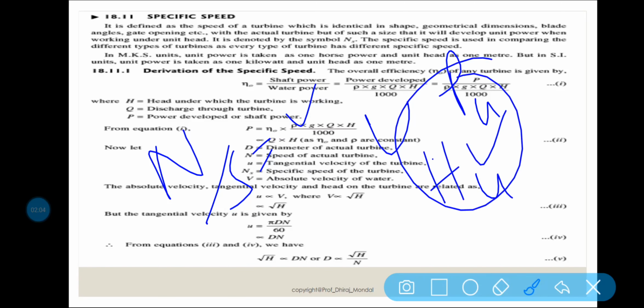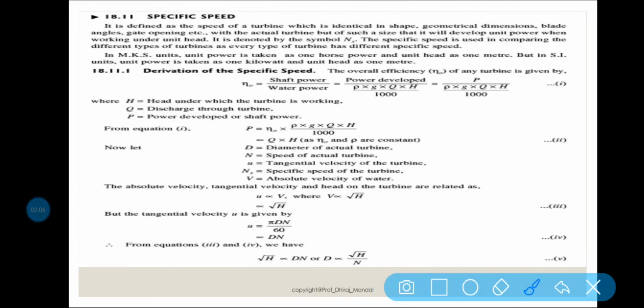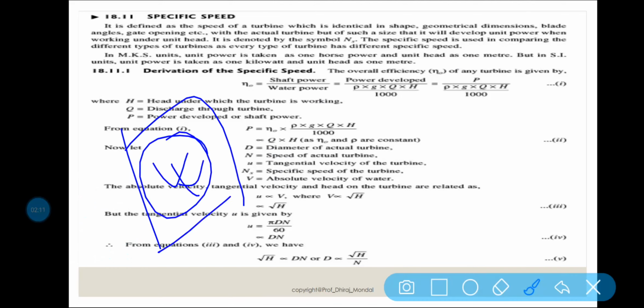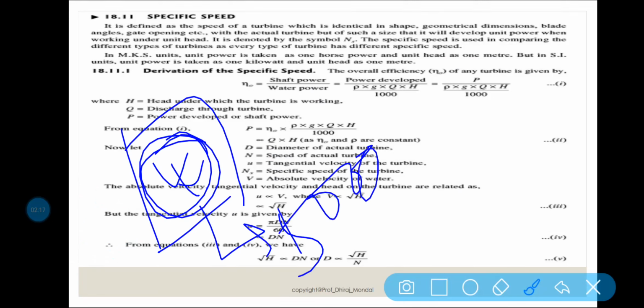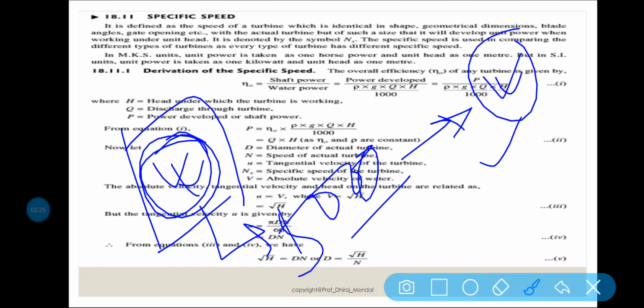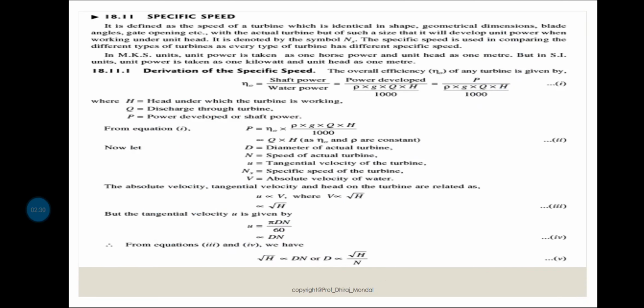First of all you develop a small turbine, and if you calculate the specific speed, let us consider it is 500, then you may manufacture that turbine on a large scale, you will get the same specific speed, and the same efficiency will be delivered by that turbine. So it is basically used for design purpose. Clear?